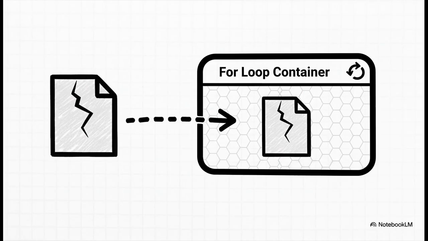You just take that fragile task, your file system task, your web service call, whatever it is, and you just drag and drop it right inside the for loop container. That's it. We've just tucked our task inside its own little safety net.